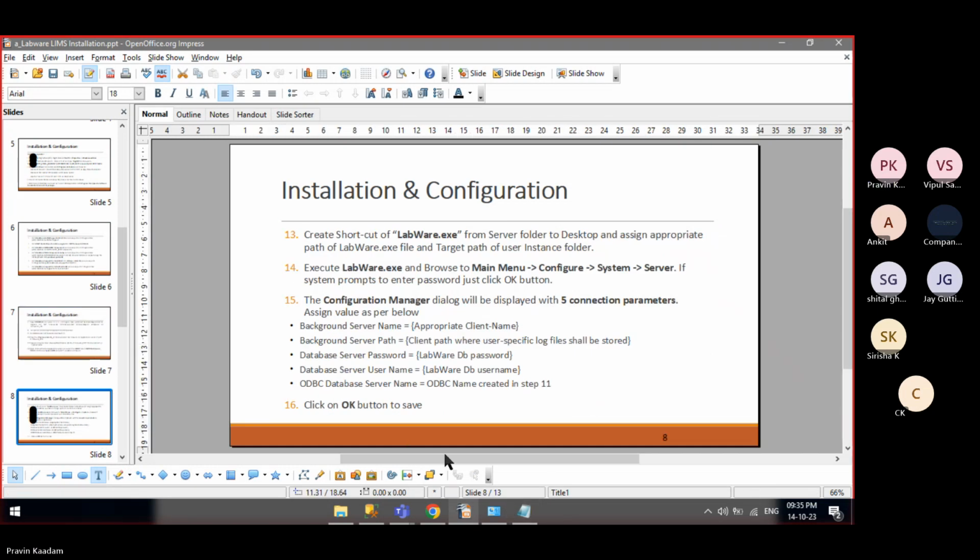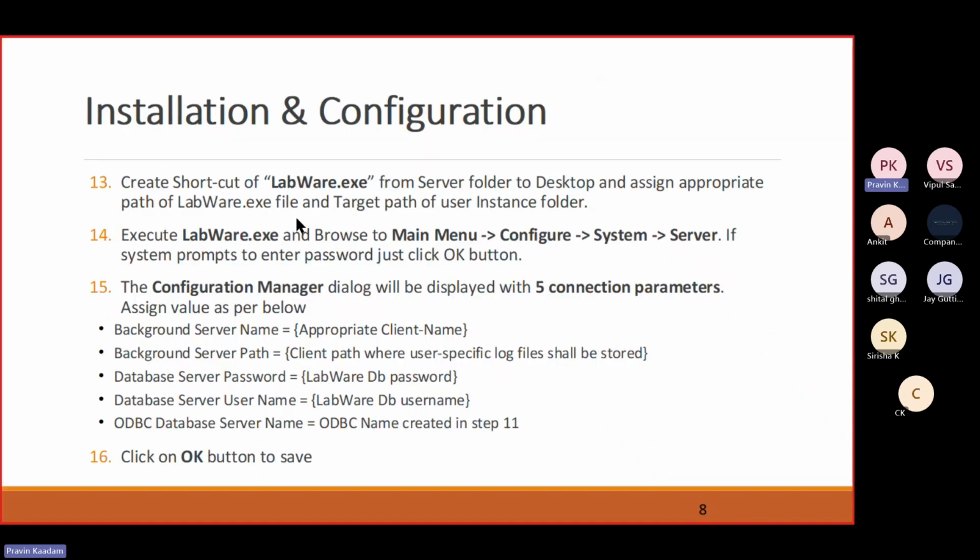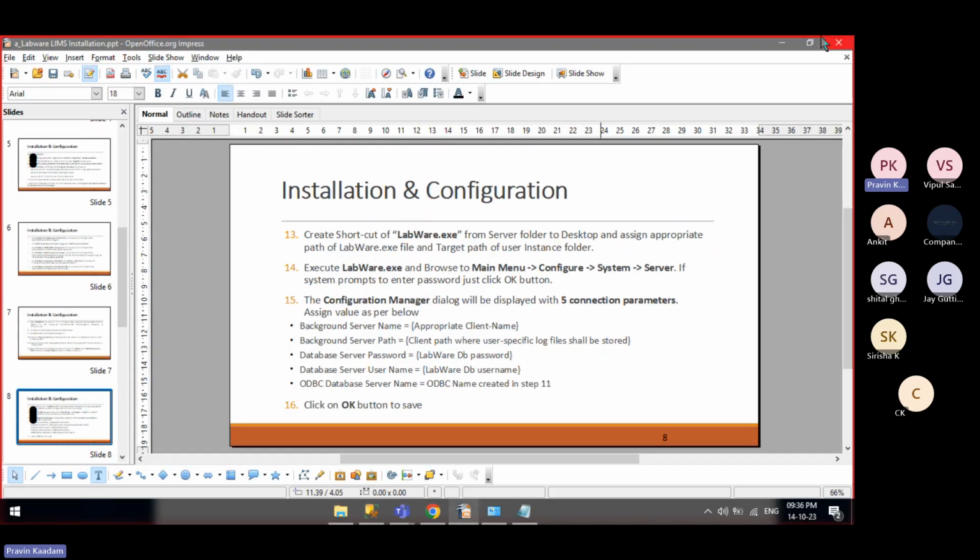Next, what we need to do is go to the pharma solution folder. There you will find one labware.exe, which will be within the server folder. Just create a shortcut on the desktop. I've already created one. What we need to ensure here is that the exe path is correct and the target path is correct. Let us see how it is done.